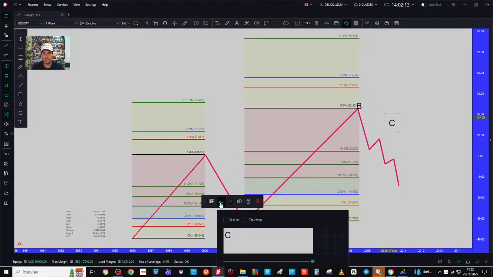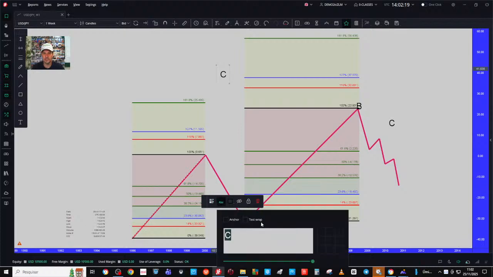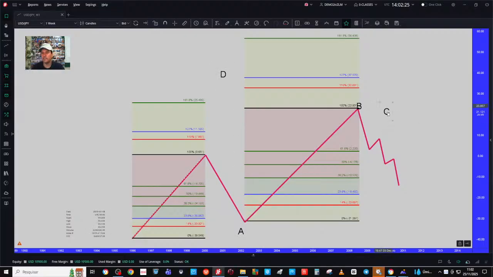Give me a second. And then we are going to have the D somewhere. A, B, C, D. That's the C, that's the D somewhere up in here. Green goes to green.